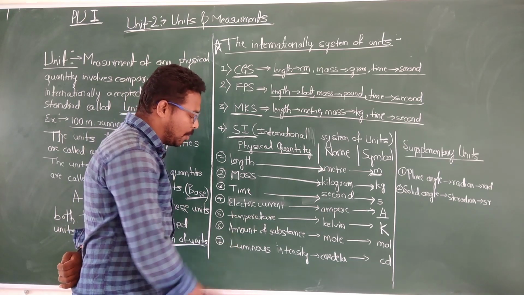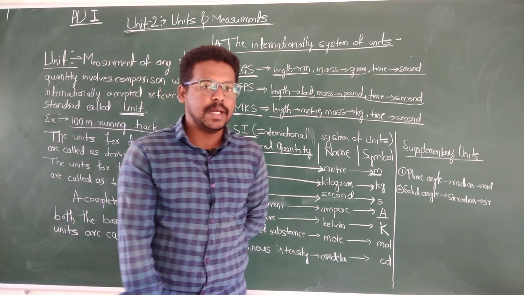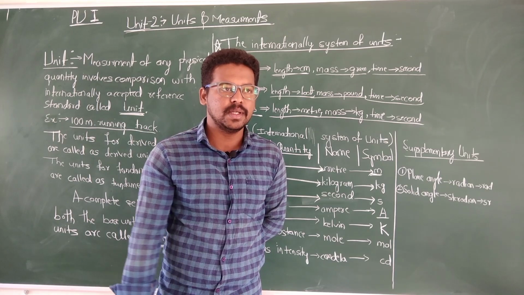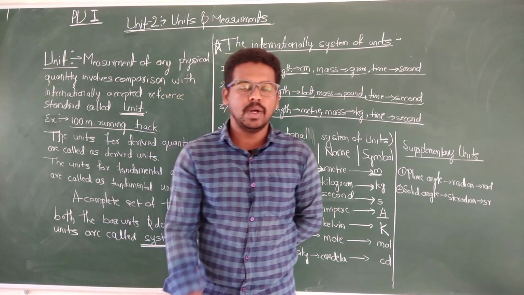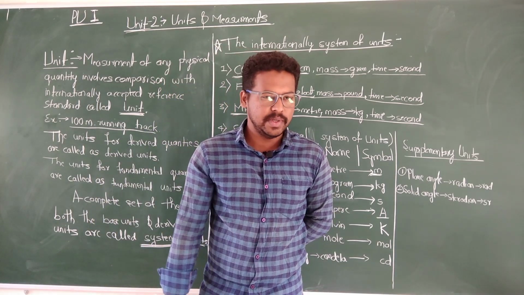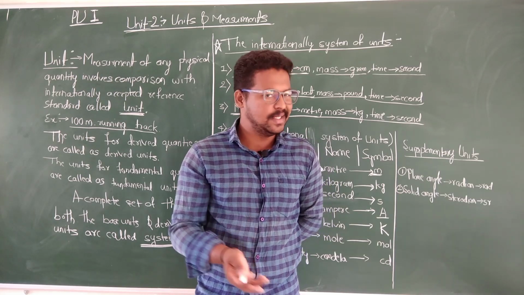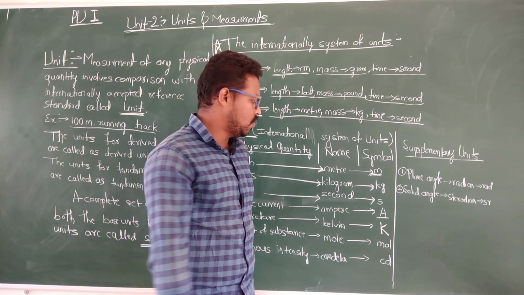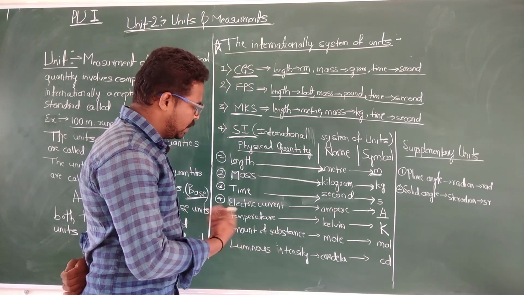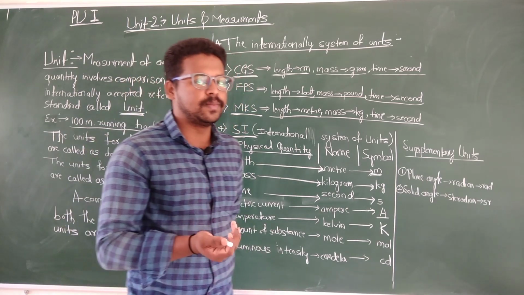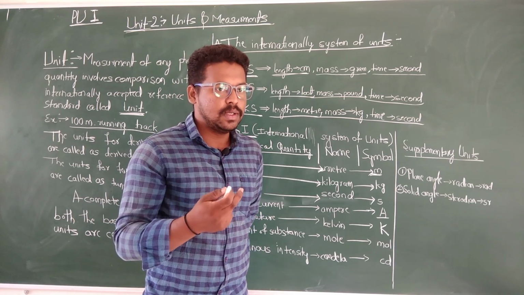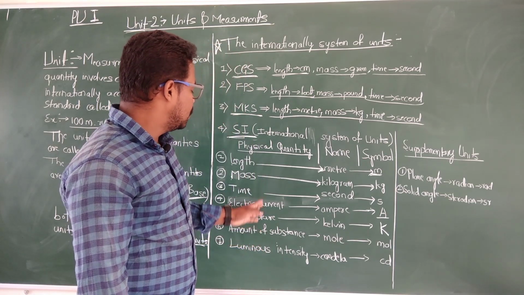Next, the sixth one is amount of substance. In chemistry we deal with the amount of substance: how many molecules are there. One mole. When you deal with Avogadro's number, you will come to know exactly what we mean by amount of substance. We will see that. The unit of amount of substance is mole. This amount of substance is not the same as mass.